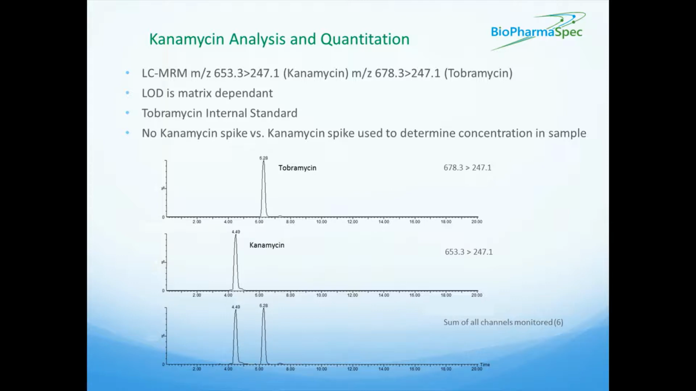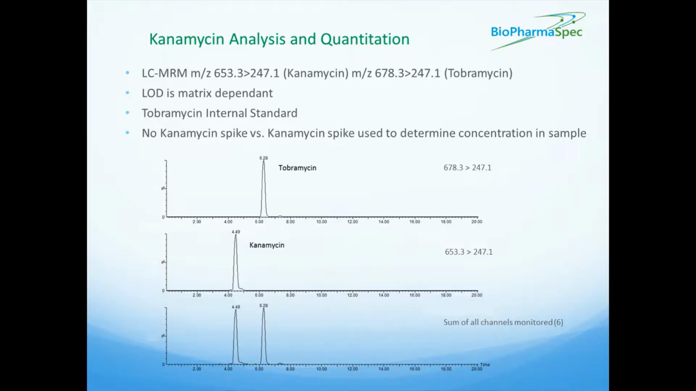Additionally, all the sample aliquots are going to be spiked with equal concentrations of an internal standard. In this case, we use tobramycin as our internal standard. Again, this helps account for run-to-run variability that will improve the overall accuracy of our concentration estimation. Now, one key difference between IPTG and kanamycin assays is the mass spectrometric approach employed, and I'd like to talk about that a little bit.